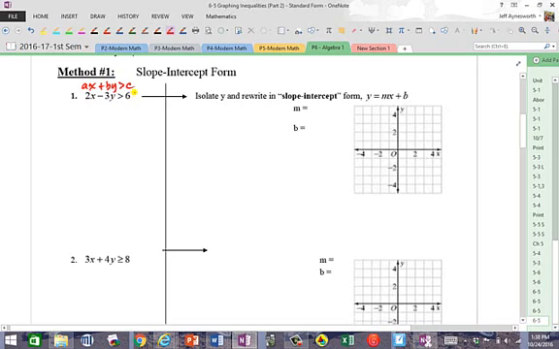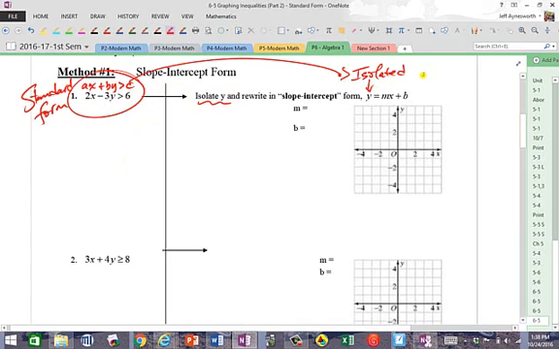All right, and what we're going to do is isolate y to get it in slope-intercept form. Notice that y is isolated. This is your first basic skill, or your first method: to get this equation from standard form to slope-intercept form. So we want to go from here, basically, to here. All we do is isolate y.